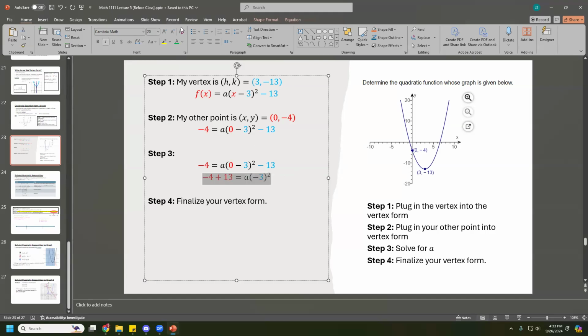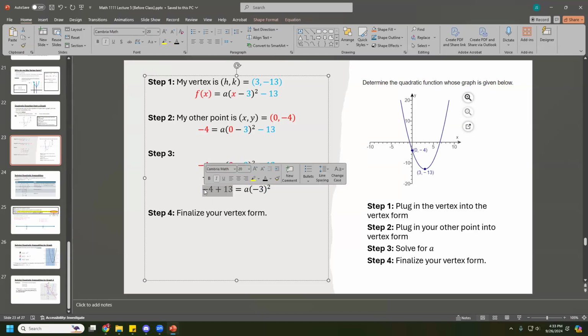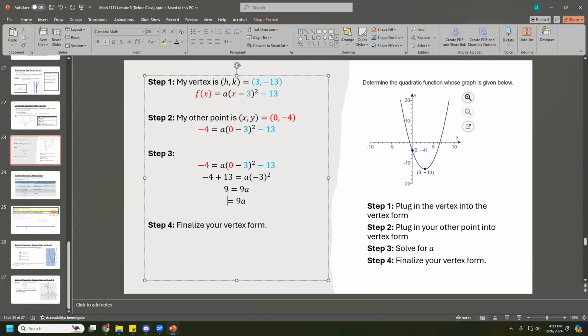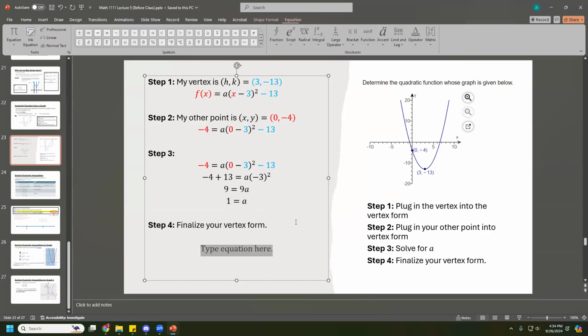And at this point, I'm going to get rid of the colors because they're not helping anymore. So negative 4 plus 13 is positive 9. Negative 3 squared is also positive 9. And now I can divide both sides by 9 to get 1. So a is actually equal to 1. Now I'm going to go back to my vertex form since I have everything I need.